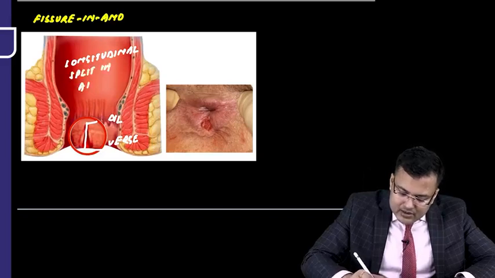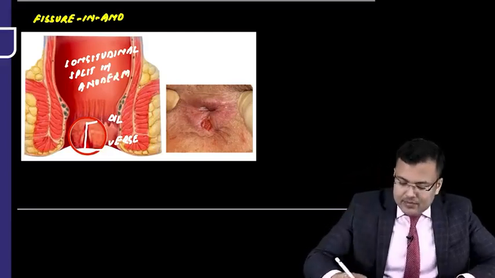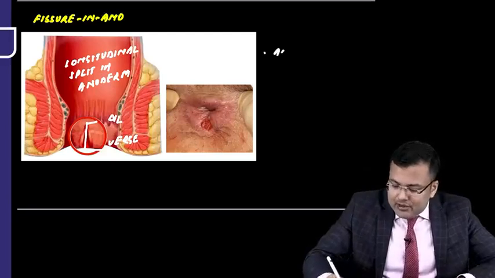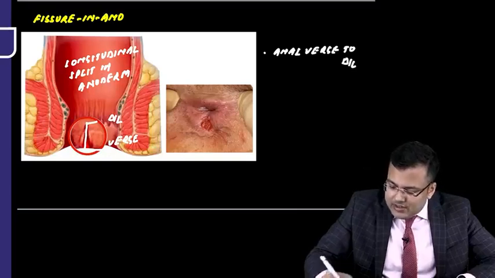Anoderm means the mucosa lining the anal canal. So, longitudinal split in the anoderm. What is the extent? Extent from anal verge to dentate line. Anal verge to dentate line.